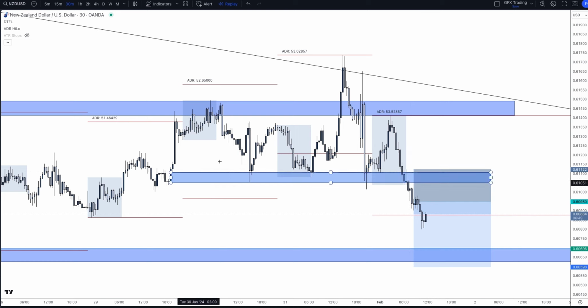If you go through your charts with the average daily range on, you'll see how many times price actually stops when it hits the average daily range. So the average price movement per day for New Zealand dollar is 51 to 53 pips per day. Now, what happens when it moves? You see this here, stops, pulls back.